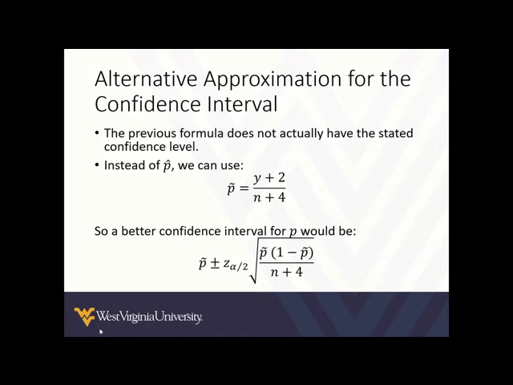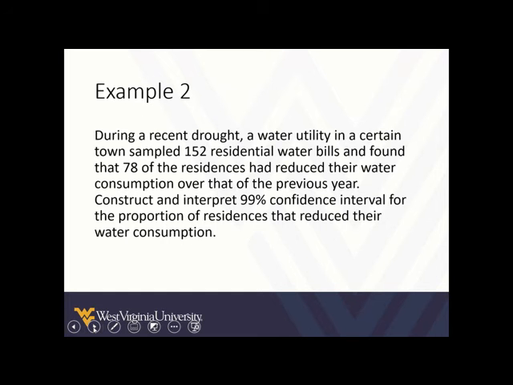So I do want you to be aware of both of these ways of calculating a confidence interval for P, and basically be aware of the drawback of the previous formula, although it is probably still used more commonly than it should. And so at this point, let's take a look at an example.